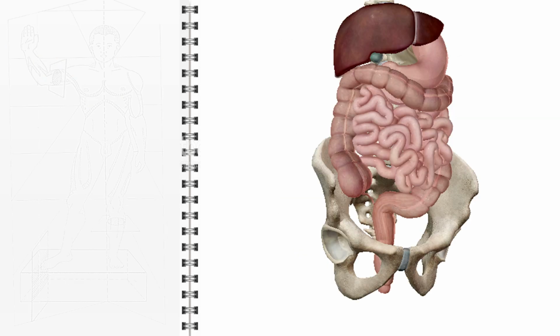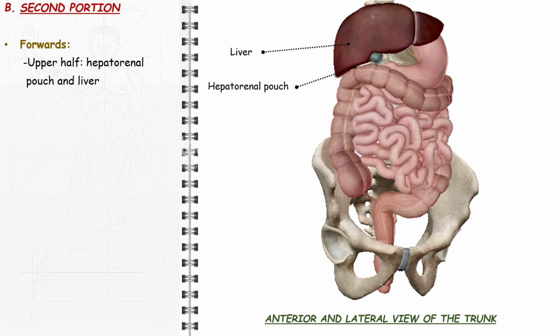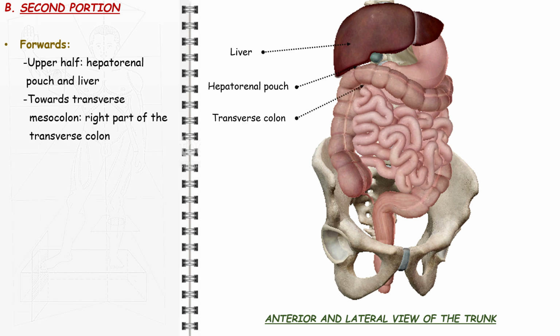The second portion of the duodenum runs vertically downwards behind the upper half of the hepatorenal pouch and liver towards the supracolic compartment, the right part of the transverse colon towards the transverse mesocolon, and jejunal coils towards the infracolic compartment.